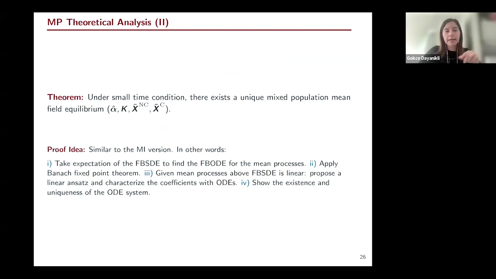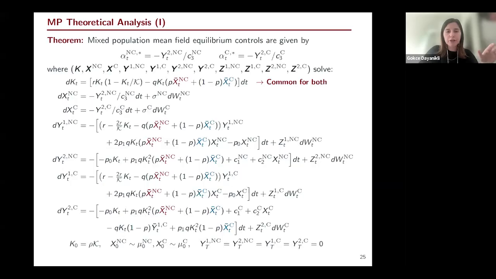So here, again, for the theoretical results, we show under a small time condition that there exists a unique mixed population mean field equilibrium. The proof idea is exactly the same. You just need to be a little bit more careful because the equations are a little bit more complicated, and since we now have higher dimensional things, you need to deal with more vector notation, etc.